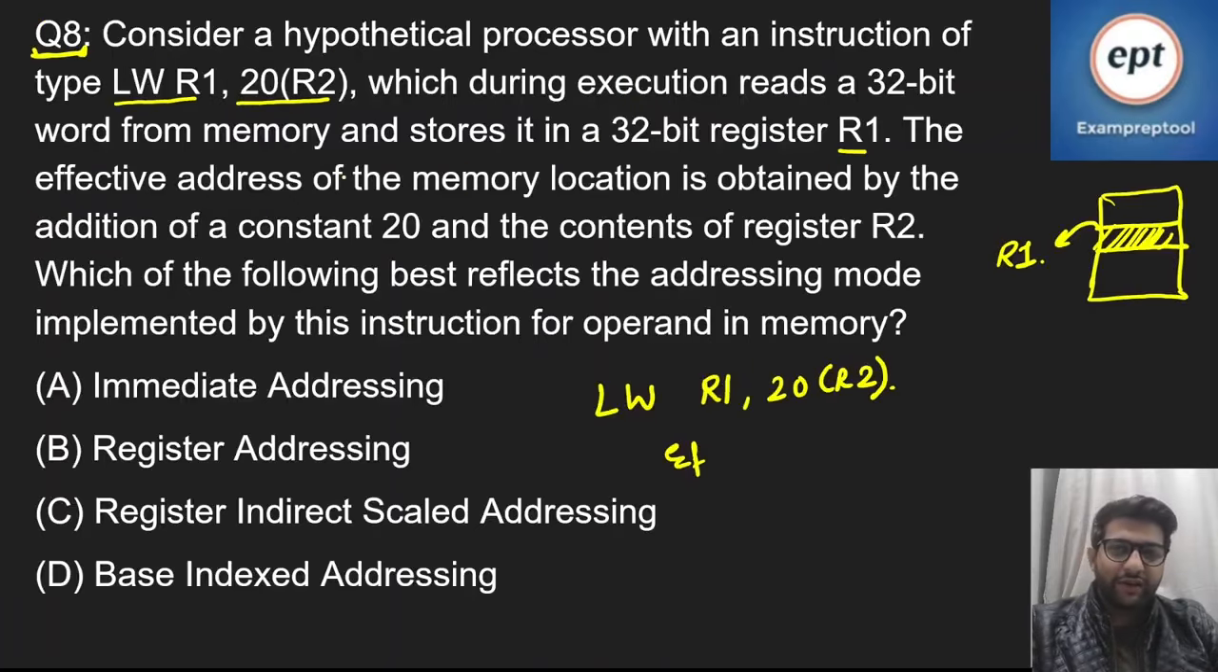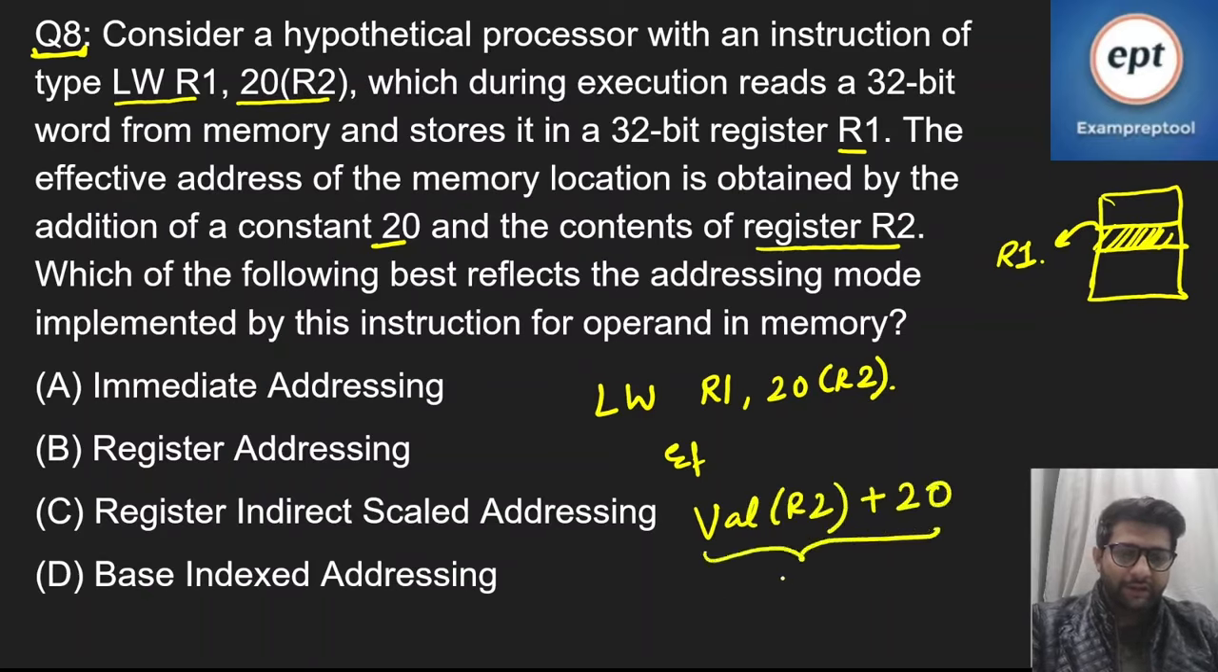So it is saying that the effective address of the memory location is obtained by addition of a constant 20 to the contents of register R2. So the value stored at R2 plus 20. Let's say this is the value at R2 plus 20, right? Now you get the effective address.